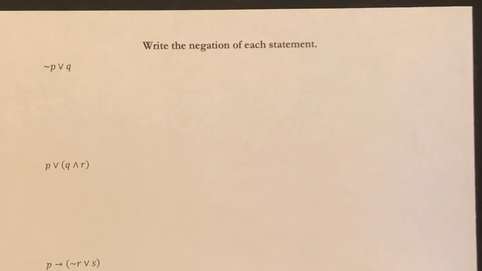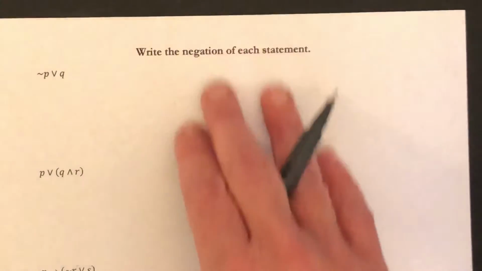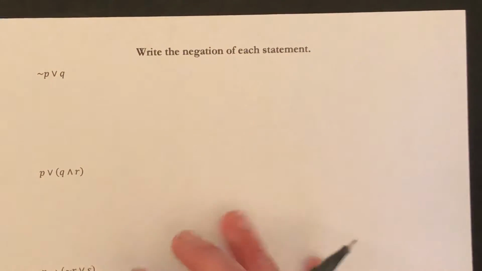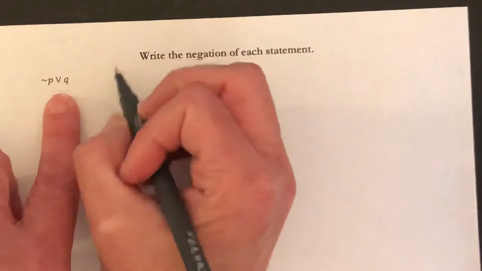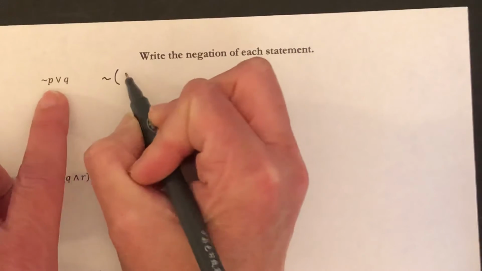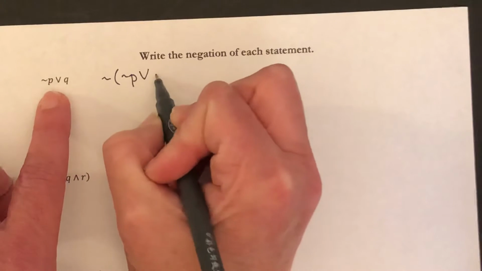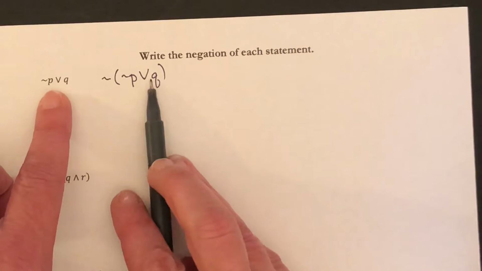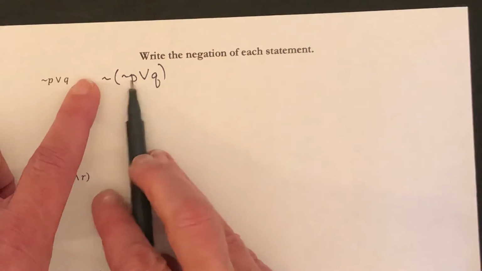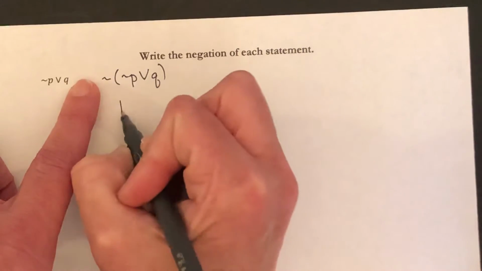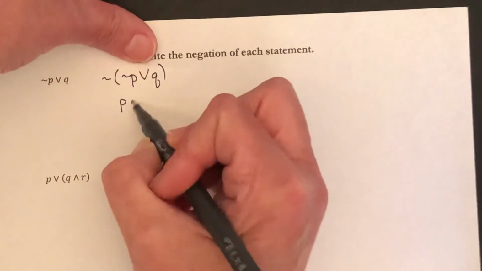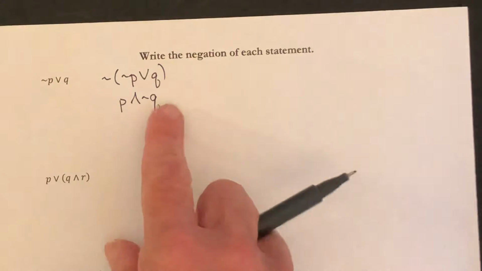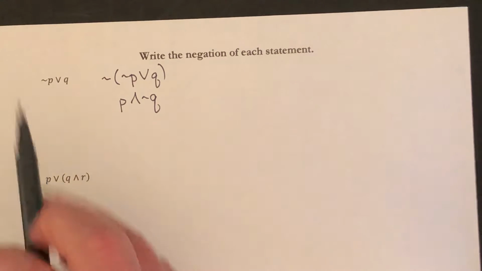This is part 3 of section 3.6, and we are now being asked to write the negation of these statements that they've given us. So if I want to negate this, then I am looking for not (P or Q). And since we have a not in front of an and or an or, we're going to use De Morgan's law, which says you negate each of these. So not P is P. We flip that over, and not Q.